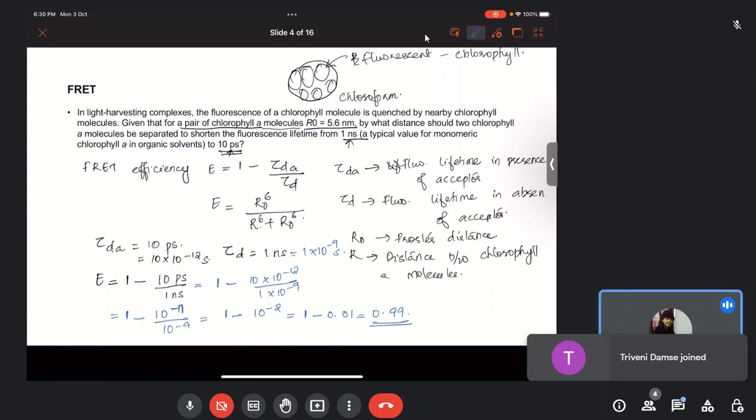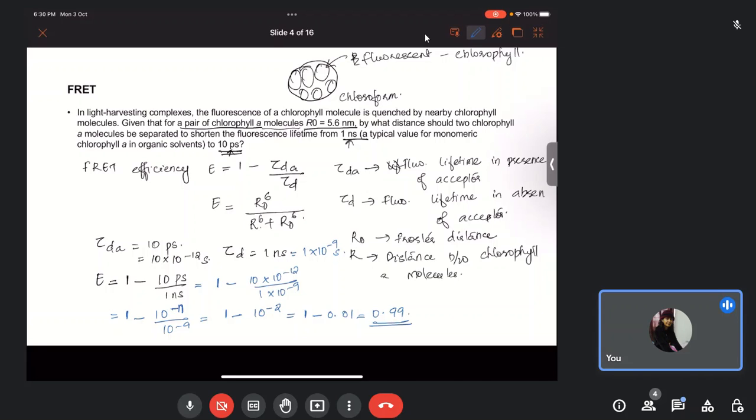So the FRET efficiency is 0.99 when the fluorescence lifetime in the presence of the acceptor is 10 picoseconds, and in the absence, for just the donor, the fluorescence lifetime is 1 nanosecond. This is the FRET efficiency. Now we have to correlate it to the distance between the donor and the acceptor. So let me just insert one more slide.